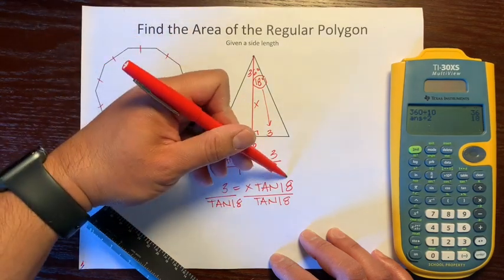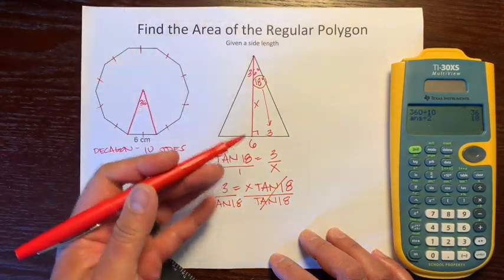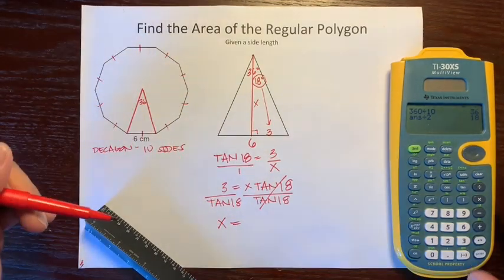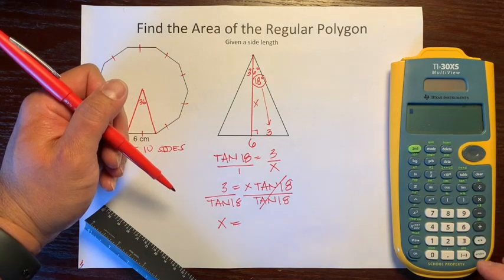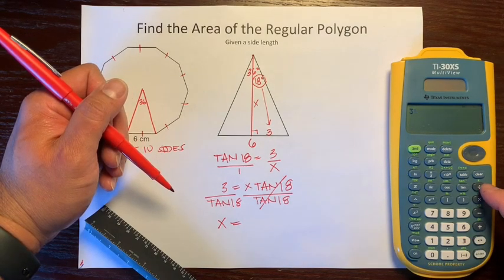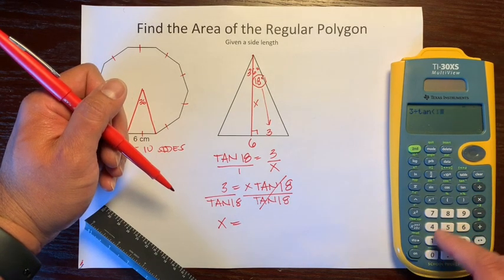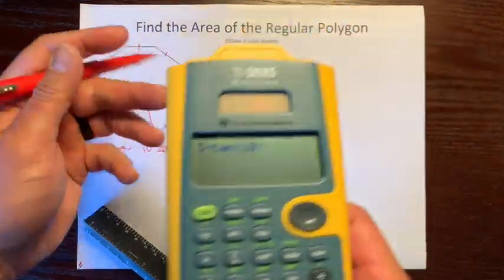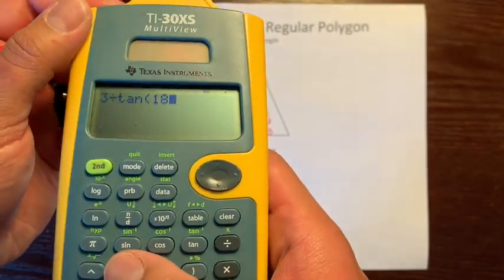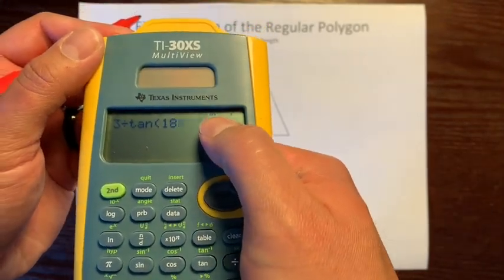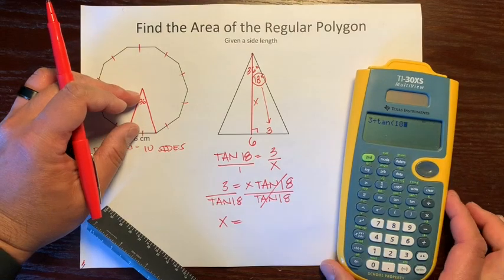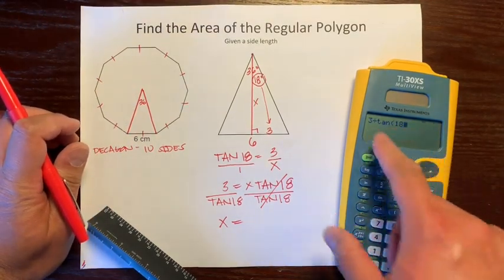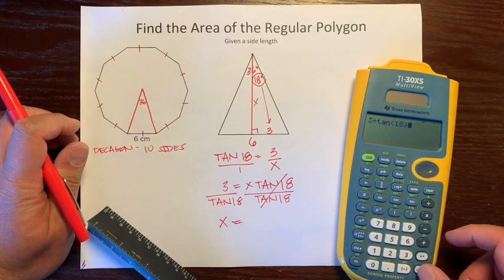These cancel out, x is by itself, and I'm just going to flip it and write x over here. Now for this, let's use our calculator: 3 divided by the tangent of 18. Let's make sure that our calculator is in degrees. If you can see that, it says deg, so it's in the right format. So let's type in 3 divided by tangent of 18.